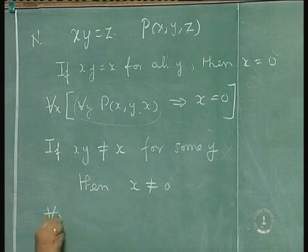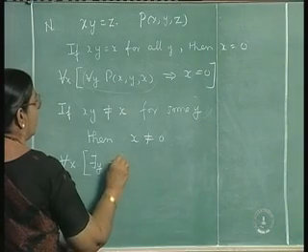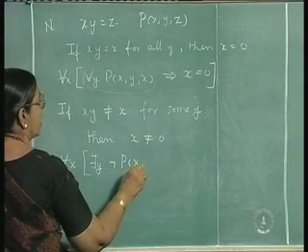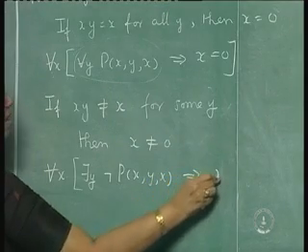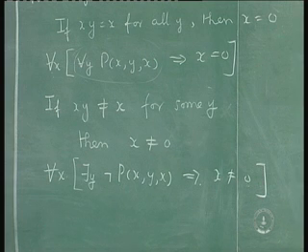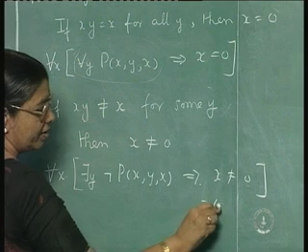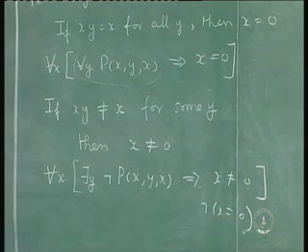For all x, there exists y, not of P of x comma y comma x implies x not equal to 0. You have to write like this. You can write it x not equal to 0 or not of x is equal to 0, either way.